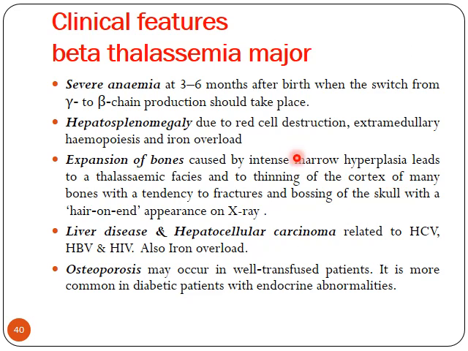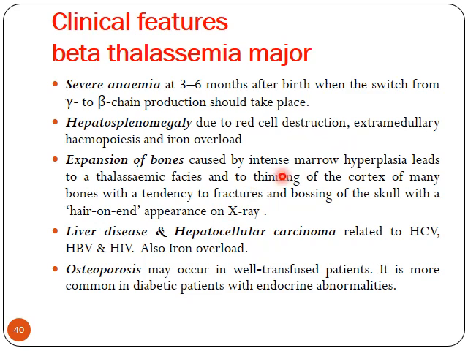The clinical picture of a case with beta thalassemia major is severe anemia at 3 to 6 months after birth, when the switch from gamma to beta chain production should take place. Hepatosplenomegaly is due to red cell destruction, extramedullary hematopoiesis, and iron overload.